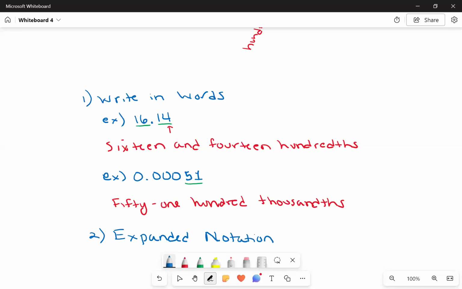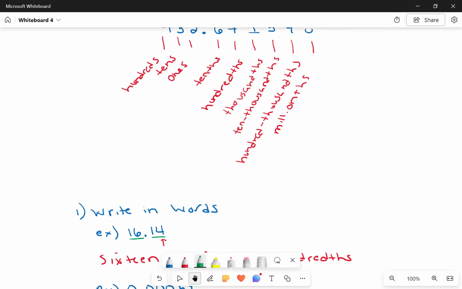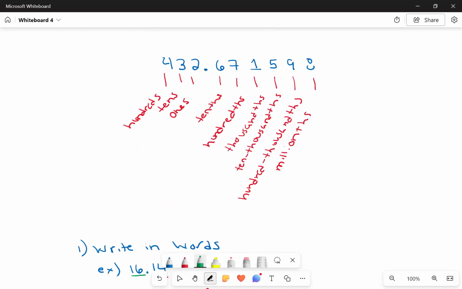Okay, so for expanded notation, we also have to connect the ideas of place value to fractions. Now I'm going to come back up to this number, and I'm going to write each of these as a fraction. So when you say tenths, we should be thinking of the fraction 1/10. Hundredths would be 1/100. Thousandths is 1/1,000. And then 10,000ths and so forth, okay?